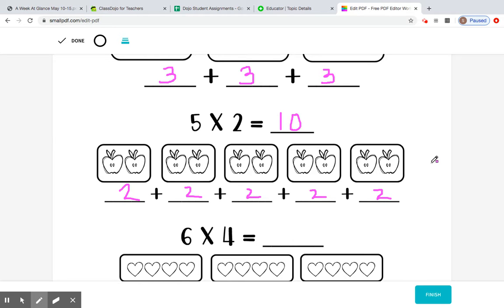All right, my friends, I hope that helped. So now I want you to try the rest of the worksheet all by yourself. And if you need help, please let me know. All right, good luck. Have fun.